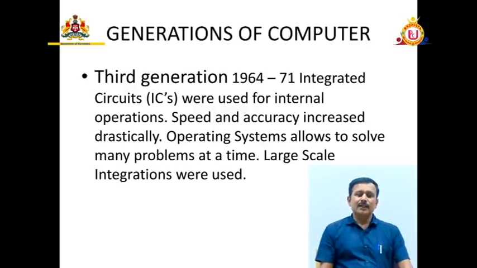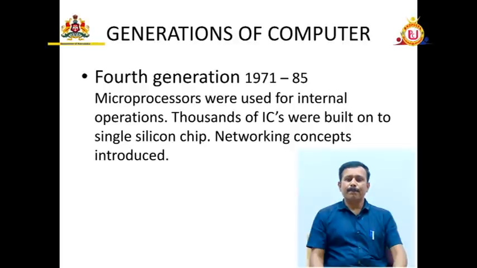And next, the fourth generation computers. It starts at 1971. Microprocessors were used for internal operations. Thousands of ICs are used to make one single processor on a single silicon chip. Networking concepts were also introduced here. More number of computers are used. Transferring information from one system to another system is possible in this particular generation.